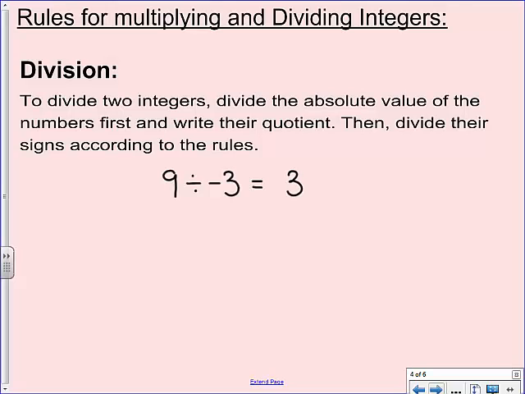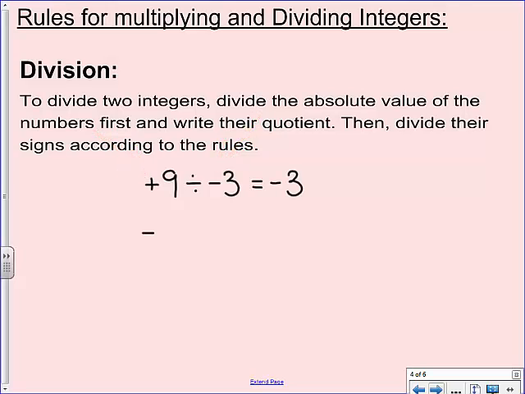Now we're going to take care of the signs. Uh-oh, the 9 doesn't have a sign, so what am I going to do? We assume that that number is going to be a positive number. So now we have a positive and a negative, and we know that when we divide numbers with different signs, our answer, or in this case our quotient, is going to be negative.